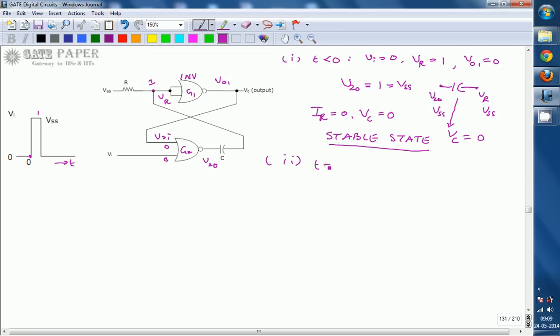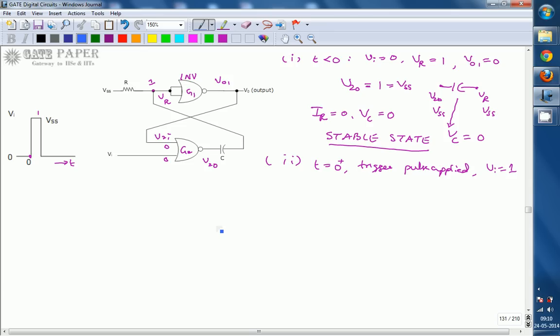Okay, the second one is where we go with the operation. Let us assume at t equal to 0, that is 0 plus, a trigger pulse is applied. The meaning of trigger pulse applied is that Vi is equal to logic 1 for this duration. A very short trigger pulse is applied such that Vi is equal to 1. Whenever Vi is equal to 1, we will see what happens.